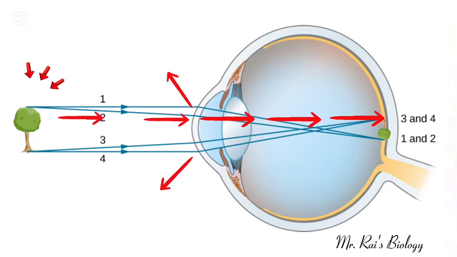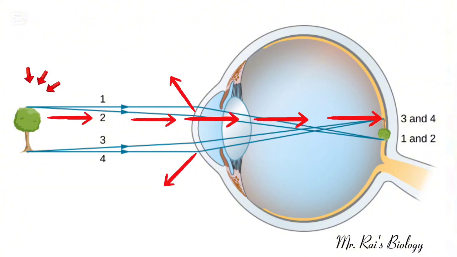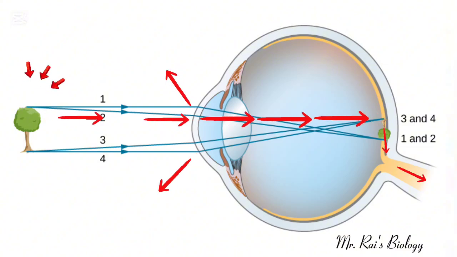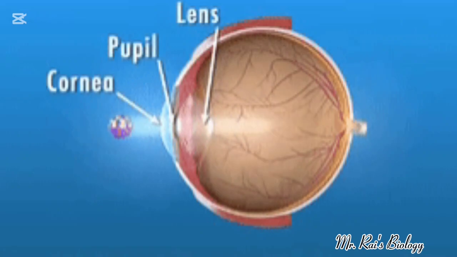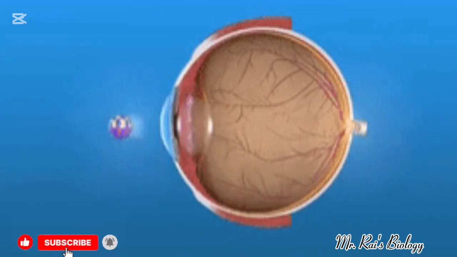In the retina, we have specialized cells called rods and cones, and the retina is also the place where the image is formed. The rods and cones send the message to the optic nerves. Finally, the optic nerves carry the message to the brain, and the brain interprets the information, interprets the image. This is how the light passes into your eyes and forms an image on the retina.